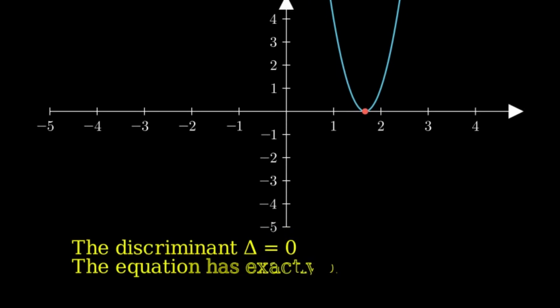In summary, we found that the discriminant of the quadratic equation 9x² + 25 = 30x is 0, which means this equation has exactly one real solution.